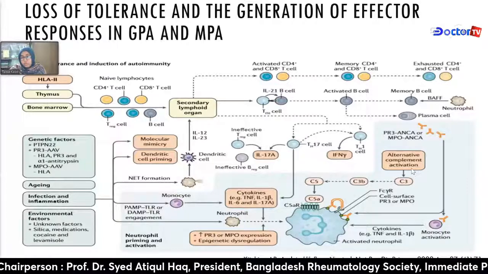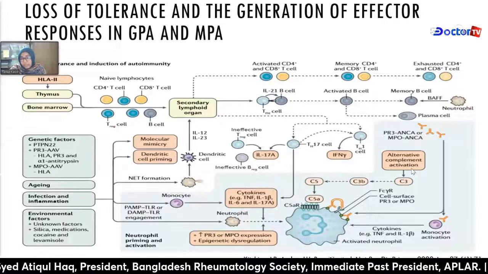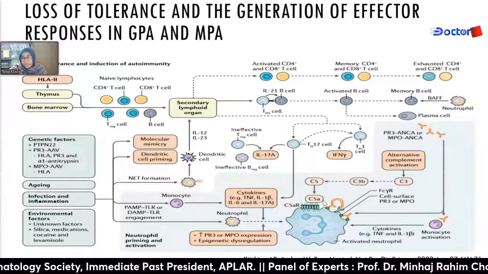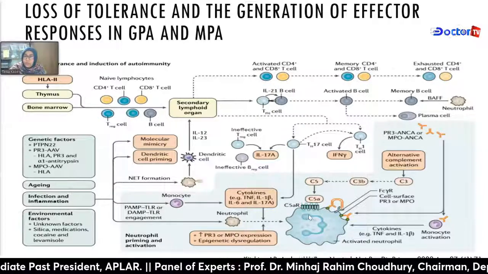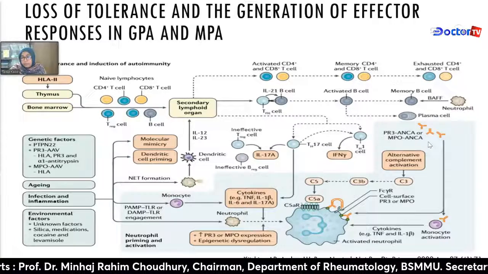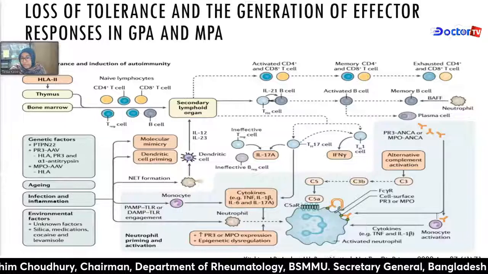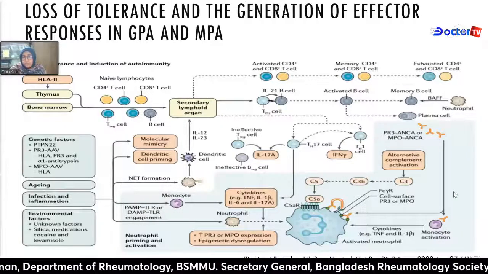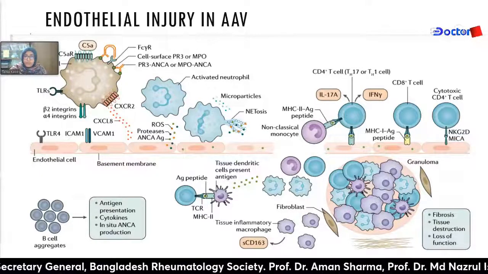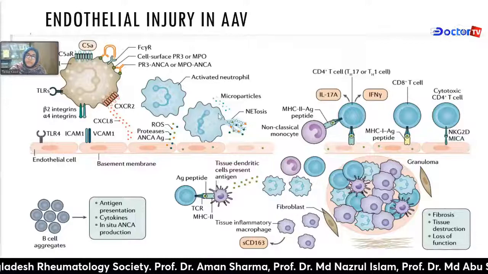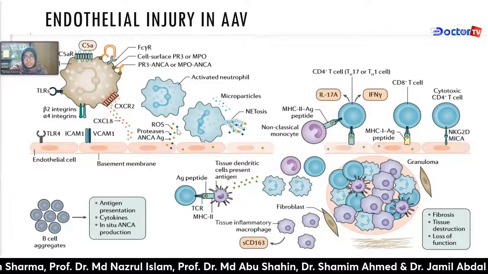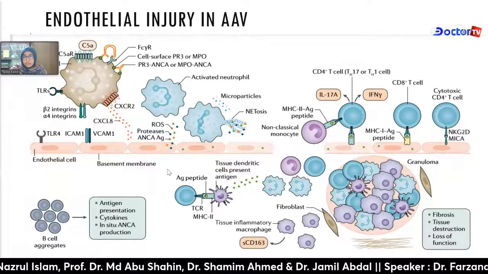And there's also some recent advancement, like the involvement of the alternative complement activation, where C5a is activated and bound to the C5a receptor on the cell surface of the activated neutrophil. The PR3 ANCA bound to the neutrophil causes the monocyte activation and the activation of the neutrophil. The activated neutrophil causes endothelial injury by several mechanisms, like releasing of microparticles, formation of neutrophil extracellular traps, releasing of reactive oxygen species, protease, and ANCA antigen itself.